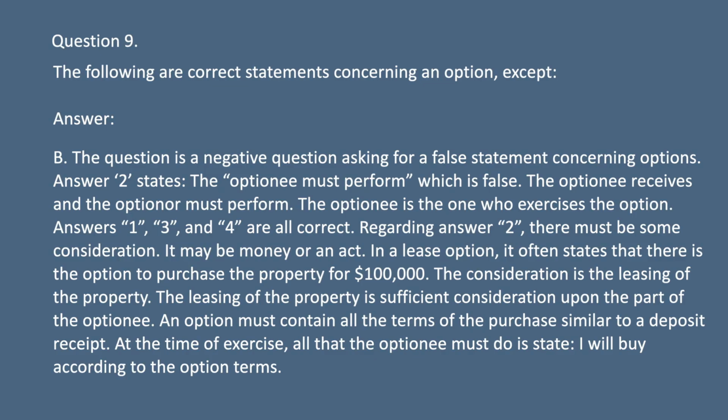Regarding answer 4, there must be some consideration. It may be money or an act. In a lease option, it often states that there is the option to purchase the property for $100,000. The consideration is the leasing of the property. The leasing of the property is sufficient consideration upon the part of the optionee. An option must contain all the terms of the purchase similar to a deposit receipt. At the time of exercise, all that the optionee must do is state, I will buy according to the option terms.